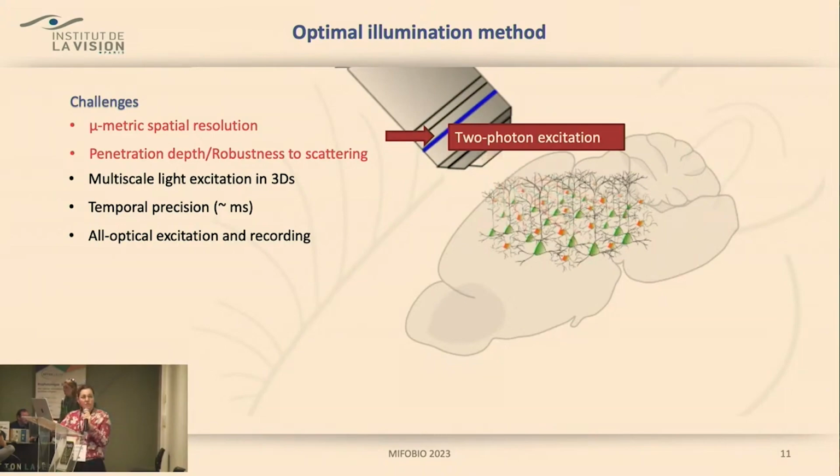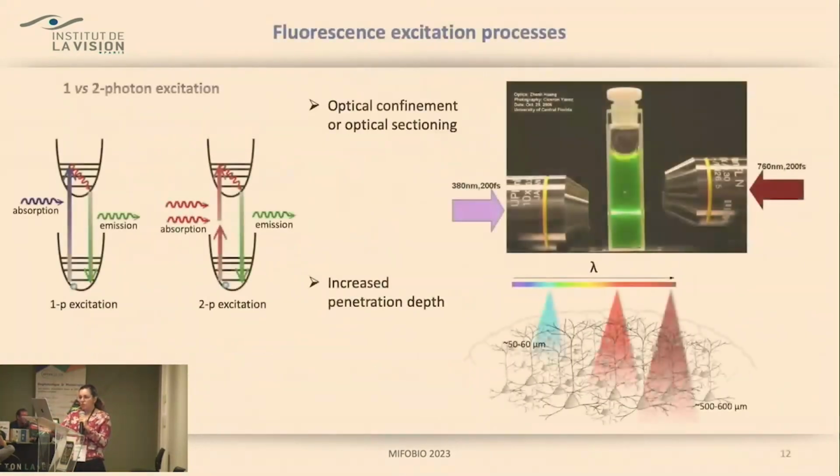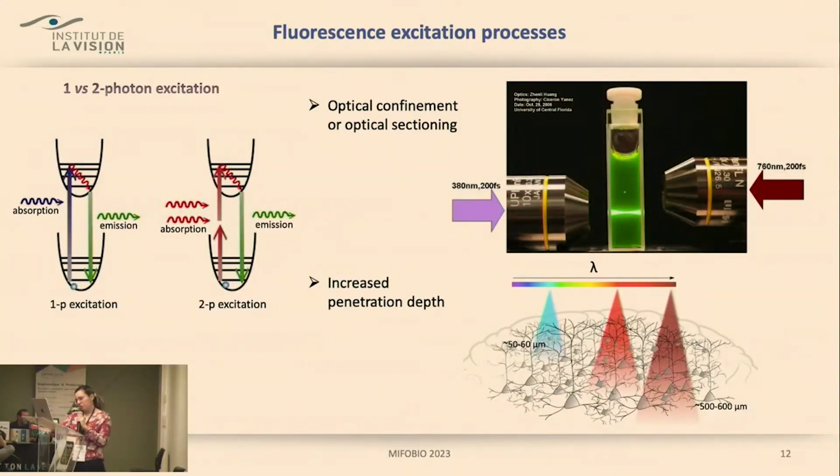And in two-photon excitation, basically we have two approaches. We can either serially scan a fast spot around our field of view or specific areas in our field of view, or we can use parallel illumination by illuminating the sample with specific light-shaped patterns. I won't stay too much here. I guess all of you know what two-photon excitation is about.